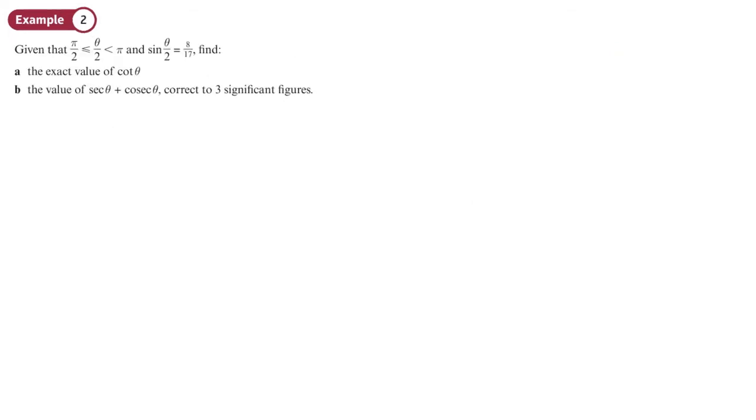Okay, so in this question it says, given that our angle theta over 2 is between pi over 2 and pi, and that sine theta over 2 is 8 over 17, the first bit we need to do is to find the value of cot theta. Now we could just dive in and do this question, but let's think about what steps we're going to take. I would say the first thing we're going to do, if we've got sine theta over 2, is find cos theta over 2. And we can do that by using sine squared plus cos squared.